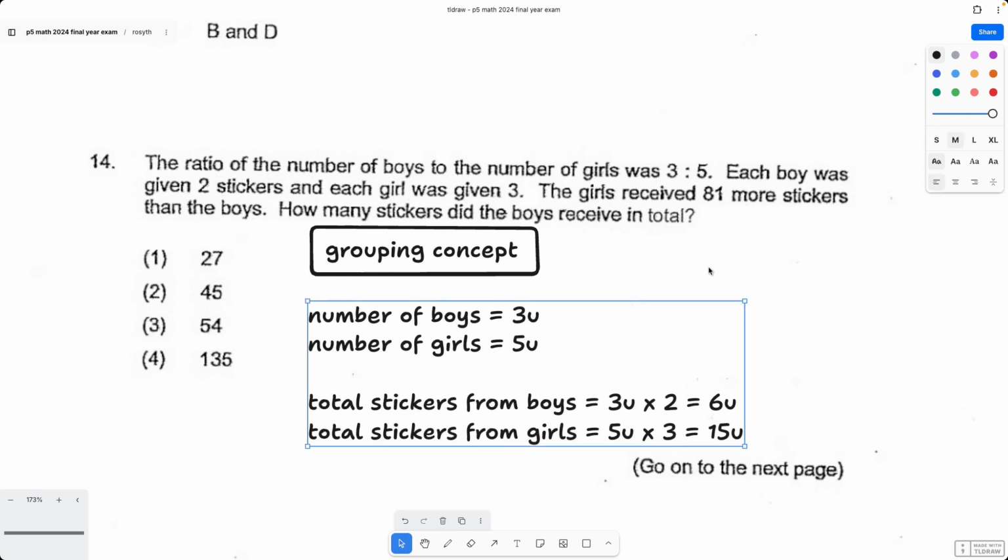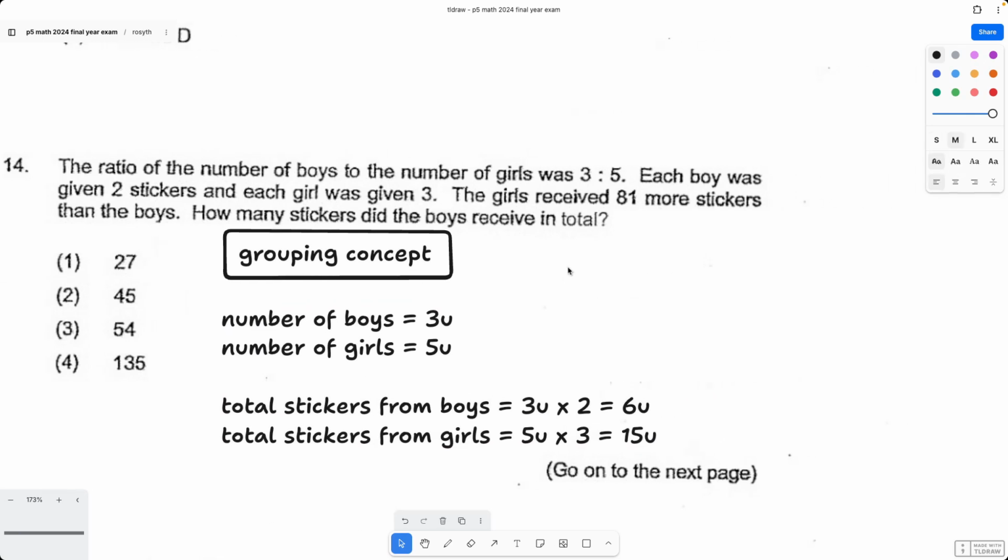All right, so then from here we can get the difference. Difference in units is equal to 15 minus 6, equal to 9 units. Okay, so 9 units is equal to 81, right? 1 unit is equal to 9.